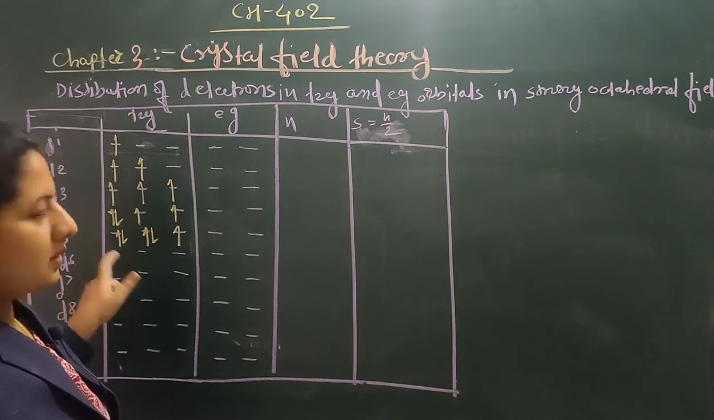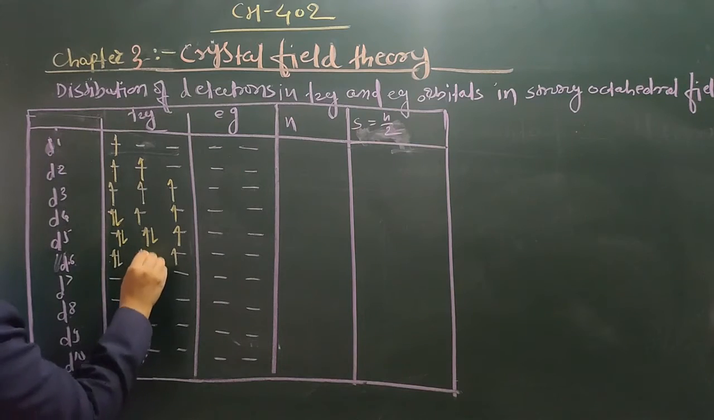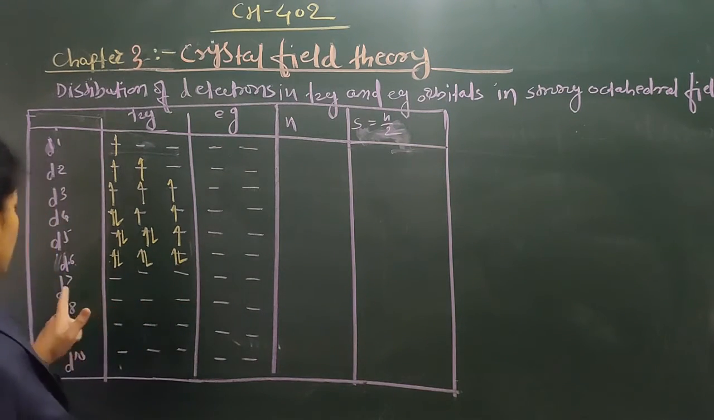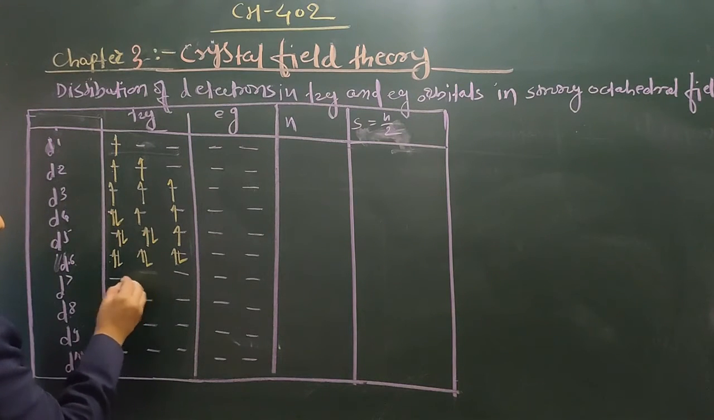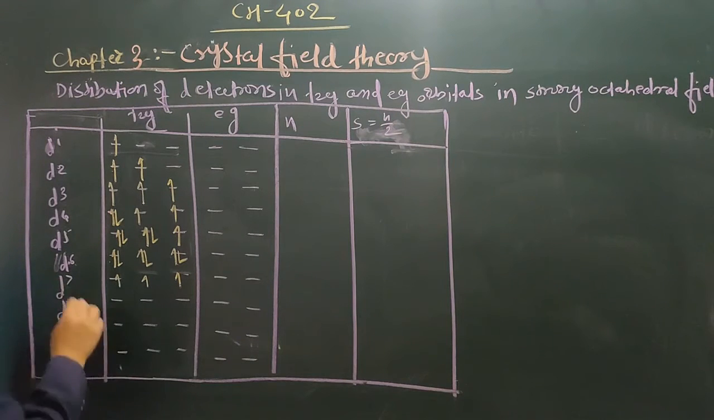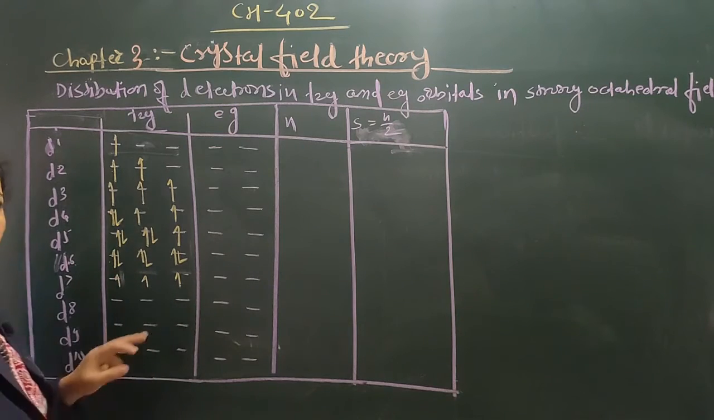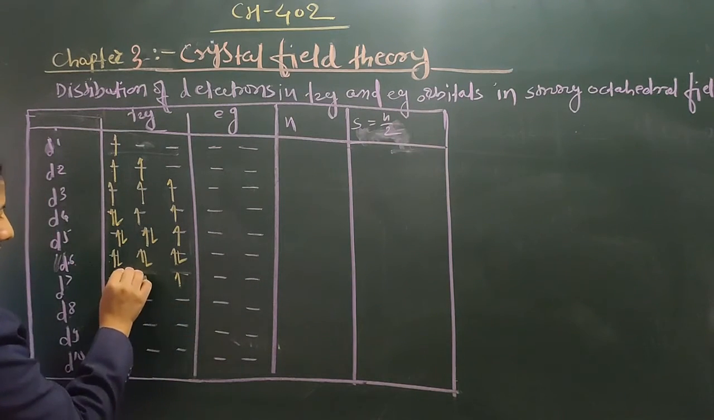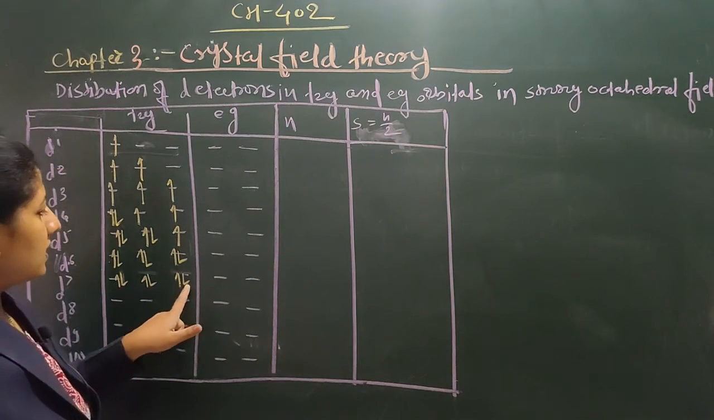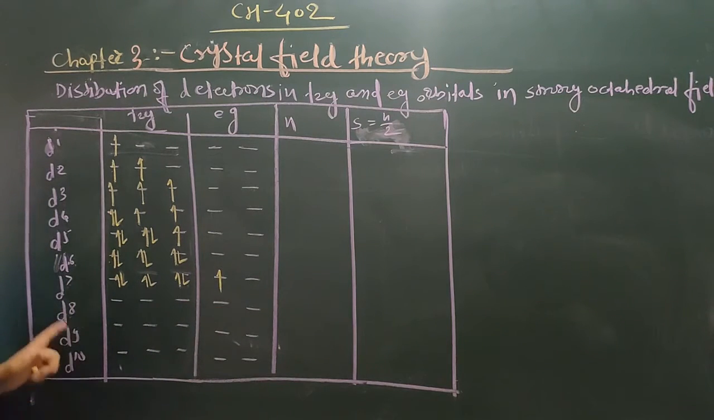For d6 it is 1, 2, 3 and again there will be pairing due to the strong field ligand, so here that is 6 electrons. For d7 it is 1, 2, 3 and now pairing, that is 4, 5, 6, so 1, 2, 3, 4, 5, 6, and our electron count is 7. So 1 electron goes into eg, isn't it?